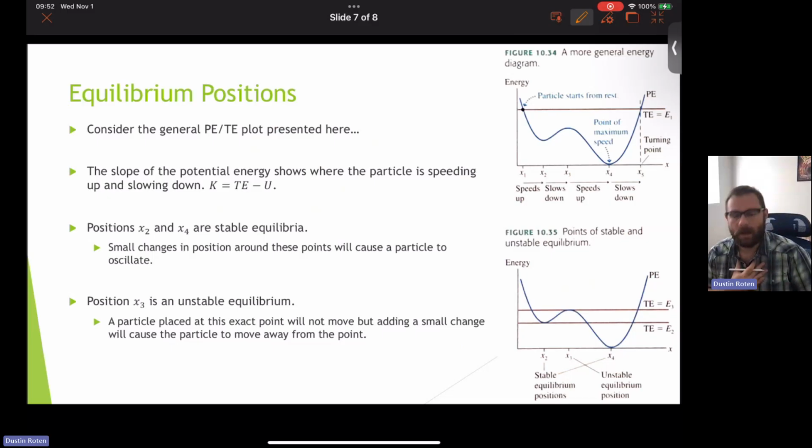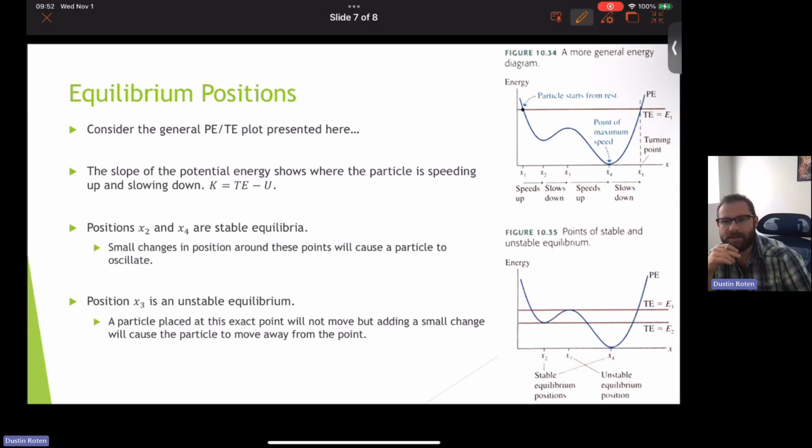Now let's do one more quick example where we're just thinking about these energy diagrams in general. One general example, I'm not even sure what this energy diagram might be showing in the real world. I don't know, don't care. We can still understand the system without having to know exactly what the system is or physically what it's doing. Okay, so let's consider this general potential energy and total energy plot here.